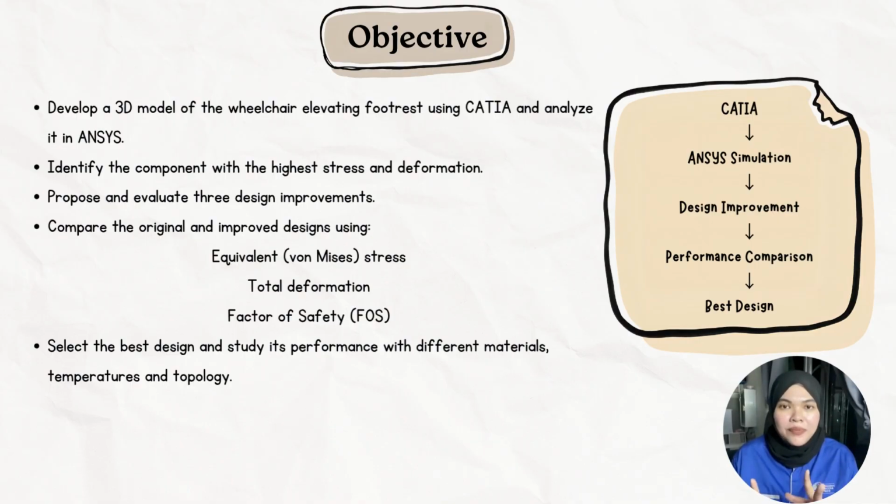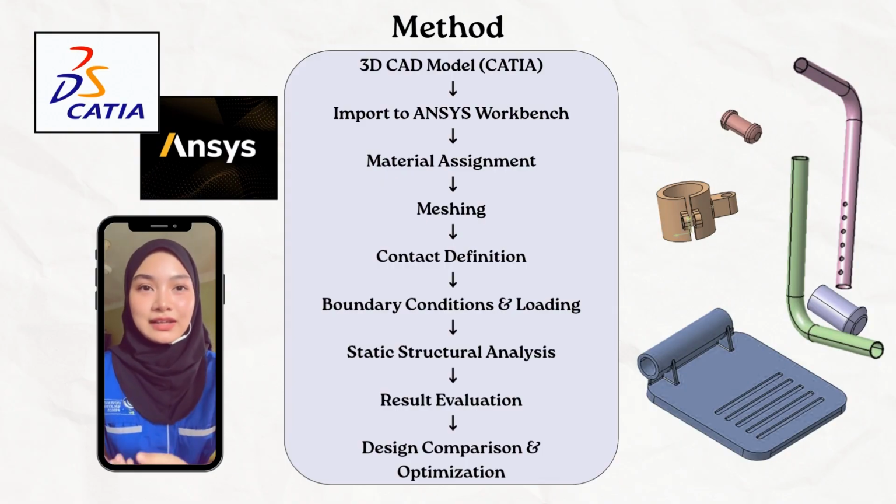As you guys can see, the workflow of this project is shown on the right. The process begins with 3D modeling in CATIA, followed by structural simulation in ANSYS Workbench, and after that, based on the analysis result, several design improvements are proposed and compared. And lastly, the best performing design is selected for further evaluation. Next, I will explain the methodology used in this project.